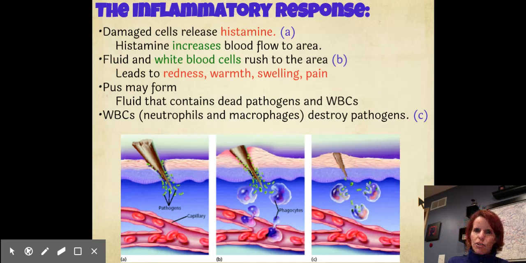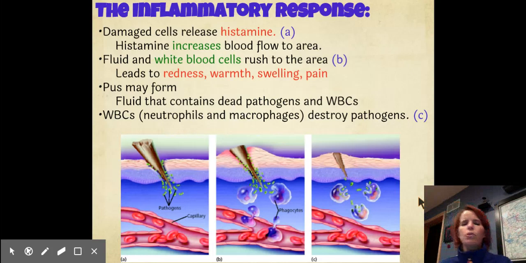And histamine, strangely enough, increases the flow of blood to the area. You would think it would be just the opposite. You would think that histamine would want to reduce the flow of blood to the area, but histamine increases the flow of blood to the area to draw additional white blood cells. This causes fluid and white blood cells to rush to the area. It makes your boo-boo feel hot and warm and swollen, and look red. Anyway, you get the idea.